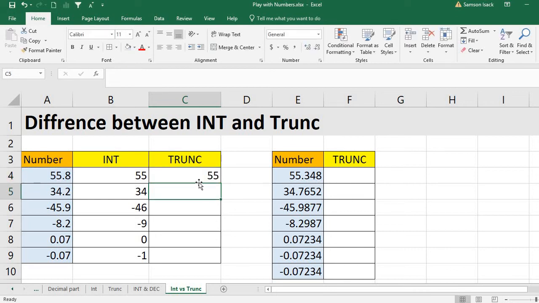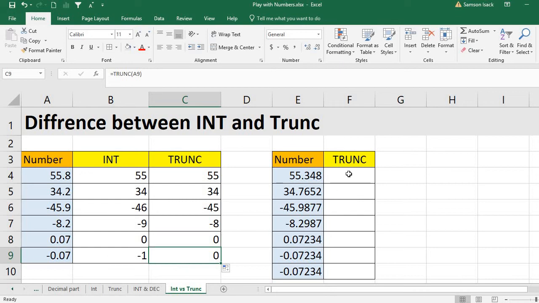TRUNC of 55.8 is 55. Similarly 34.2 is 34, minus 45.9 is minus 45. So it does not go to the lowest integer, it just gives the integer part of the number. TRUNC is the one giving you the integer part of the number, irrespective of whether the number is positive or negative. Also minus 8.2 gives minus 8. For 0.07, remove the decimal part and it is 0, and minus 0.07 is minus 0, which is 0.